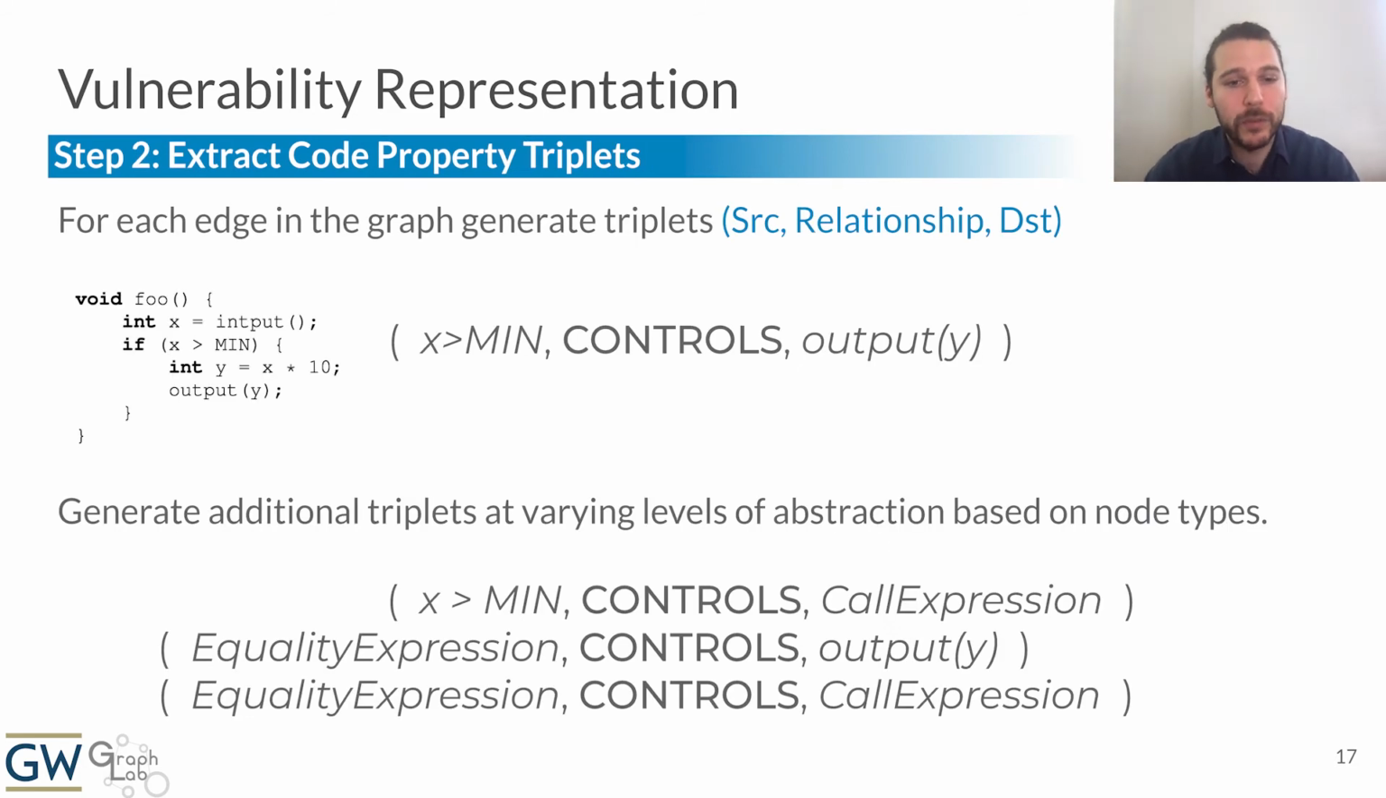Next, in order to avoid expensive graph matching algorithms, we sample the code property graphs of both the vulnerable and patched function and generate code property triplets of the form source, relationship, destination. These triplets represent explicit relationships between code found in the code property graph. For example, the fact that x greater than min controls the call to the output y function. We generate additional triplets abstracting the nodes to their node types rather than their raw source code. For example, abstracting the output y call to the general call expression, or the x greater than min code to equality expression. This provides our representation the ability to model the vulnerability even when the underlying source code has changed.